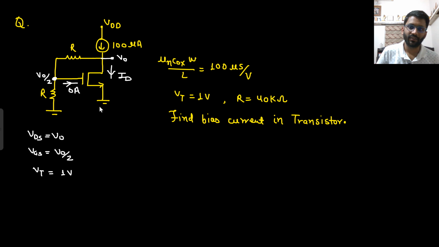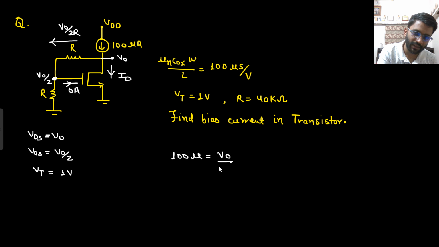Before that, we cannot have two variables, V naught and ID. So we have to write ID in terms of V naught. From above, 100 microampere current is coming. Here, how much current is going? Can you tell how much current is going in this direction? V naught by 2R. You know the potential of this node and of this node: V naught minus V naught by 2, over R. So this current is V naught by 2R, and this current is ID. So 100 micro equals V naught by 2R plus ID.